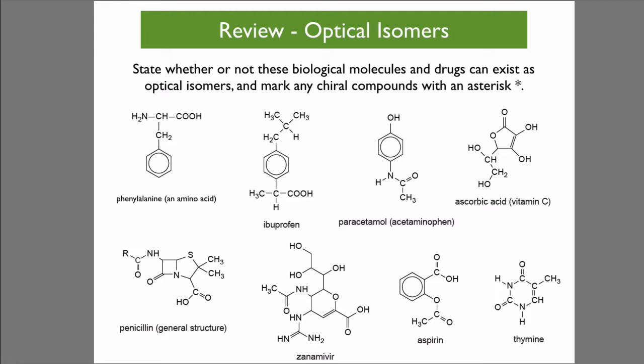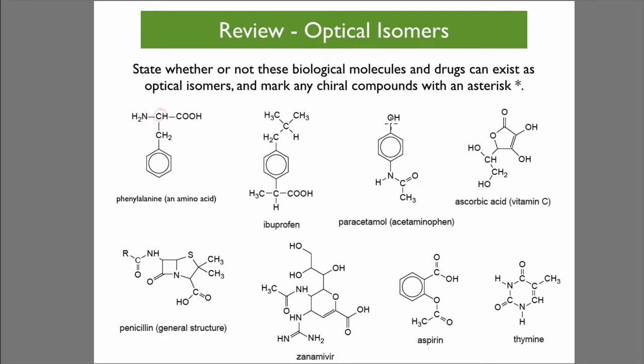Okay, so let's have a look. This one here, this carbon is attached to 4 different things: a hydrogen, an NH2 group, a COOH group, and this big group here. So yes, this is a chiral carbon, so it's an optical isomer. What about here? This carbon is a methyl and a methyl, so no. This carbon has 2 hydrogens, so no. But this carbon here has 1, 2, 3, 4 different groups, so it is a chiral carbon. So ibuprofen is a chiral compound.